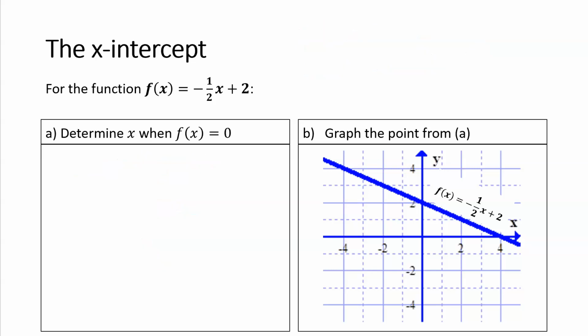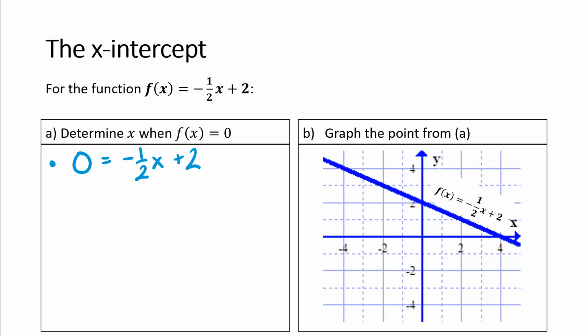Let's do the same for the x-intercept. We have the same function, f(x) = -1/2 x + 2, and now what we're going to do is determine the input x when the function's value is 0. We know how to do this. Set the function's value to 0 and solve for x. So we have 0 = -1/2 x + 2. This is our starting equation.